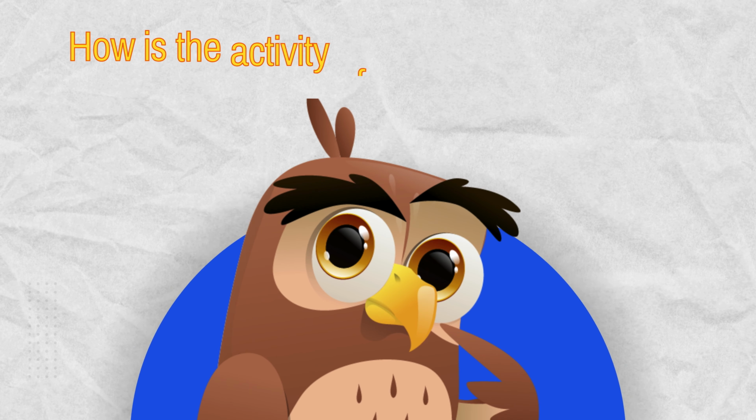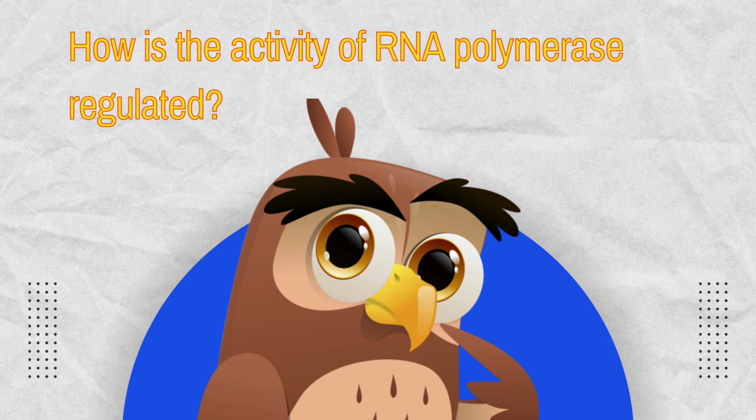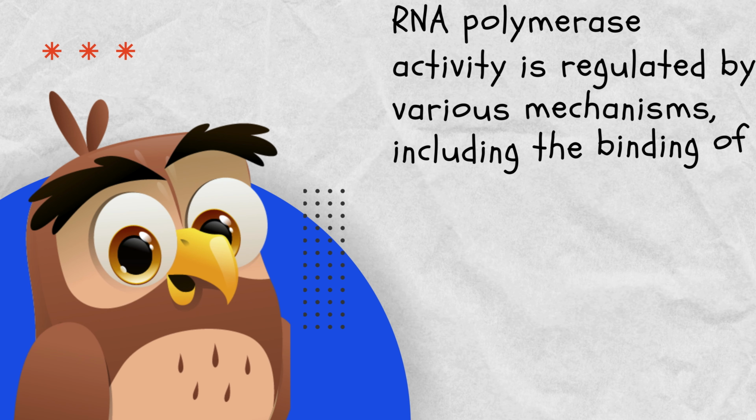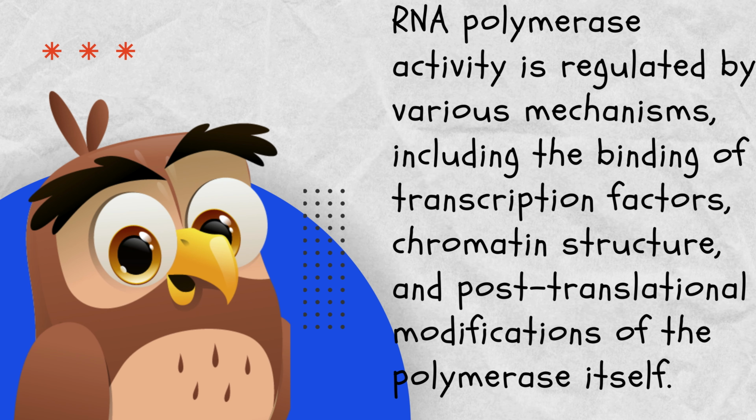How is the activity of RNA polymerase regulated? RNA polymerase activity is regulated by various mechanisms, including the binding of transcription factors, chromatin structure, and post-translational modifications of the polymerase itself.